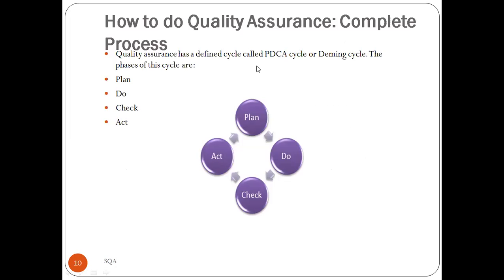So actually this is a PDCA cycle, okay, or Deming cycle. We can say Deming cycle. If you heard somewhere Deming cycle, that means PDCA cycle. Both are similar words, okay. So quality assurance has a defined cycle called the PDCA cycle or Deming cycle. The phases of this cycle are: plan, do, check, act.